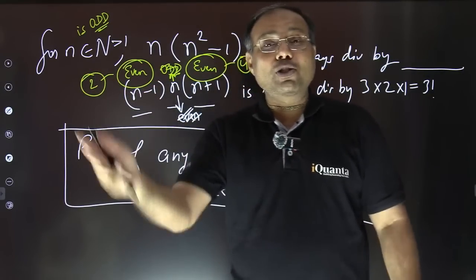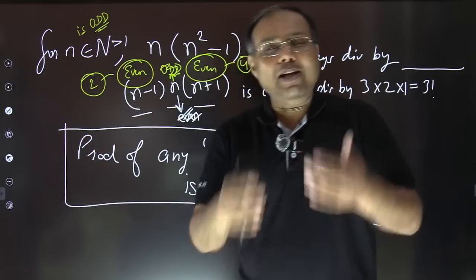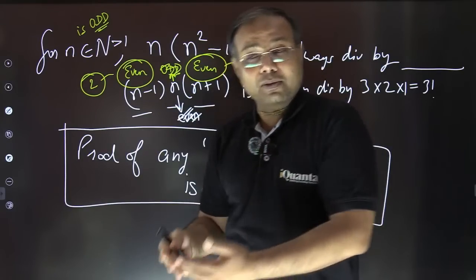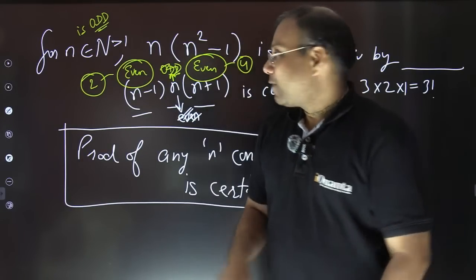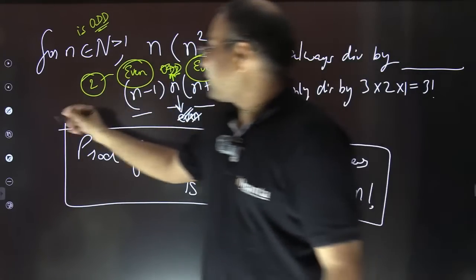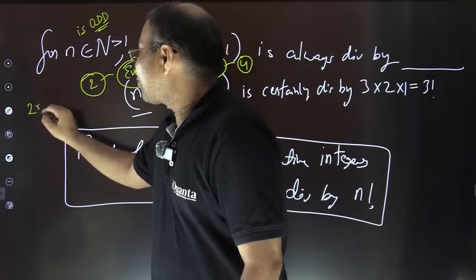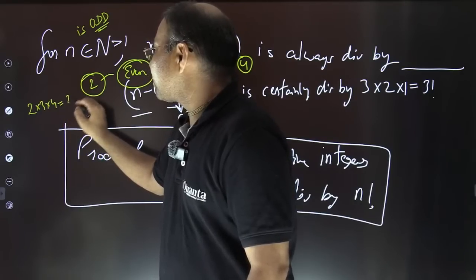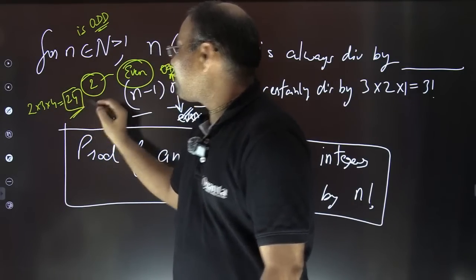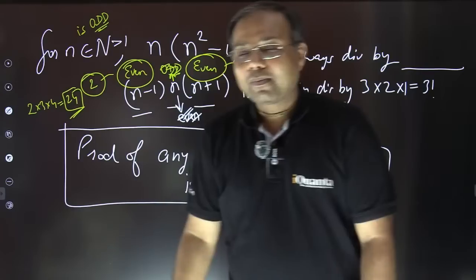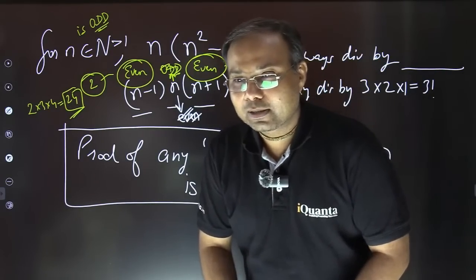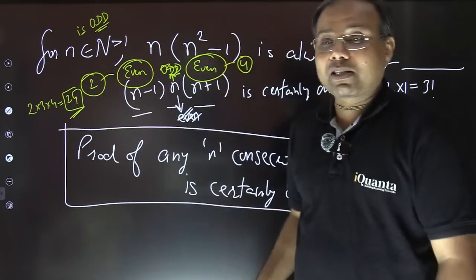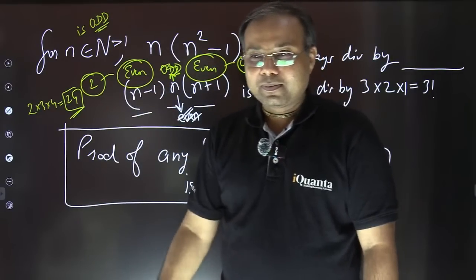Between any two consecutive multiples of 2, if you will see, one is a multiple of 2, other is a multiple of 4. ठीक है ना? So this number will be divisible by certainly 2 into 3 into 4. That is 24. So in that case, 24 will be the answer.